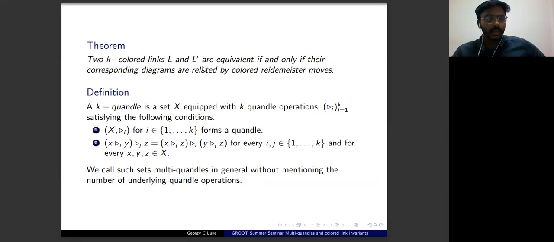Yeah, so before going to that, there is this generalization of the Reidemeister theorem. Two k-colored links L and L dash are equivalent if and only if their corresponding diagrams are related by colored Reidemeister moves. So again, the converse direction.